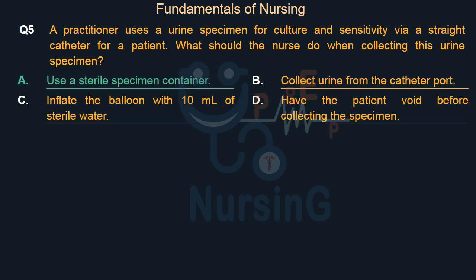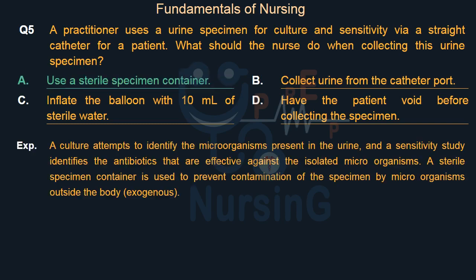Use a sterile specimen container. A culture attempts to identify the microorganisms present in the urine, and a sensitivity study identifies the antibiotics that are effective against the isolated microorganisms. A sterile specimen container is used to prevent contamination of the specimen by microorganisms outside the body, exogenous.